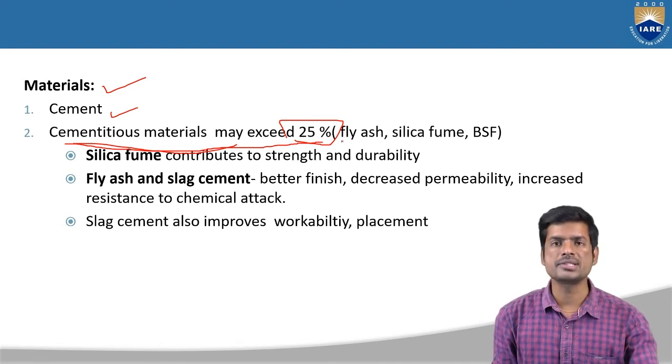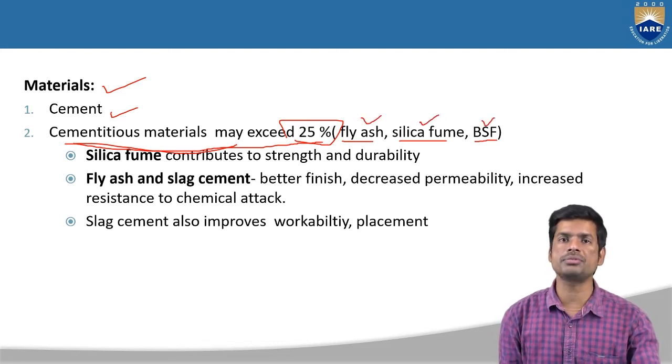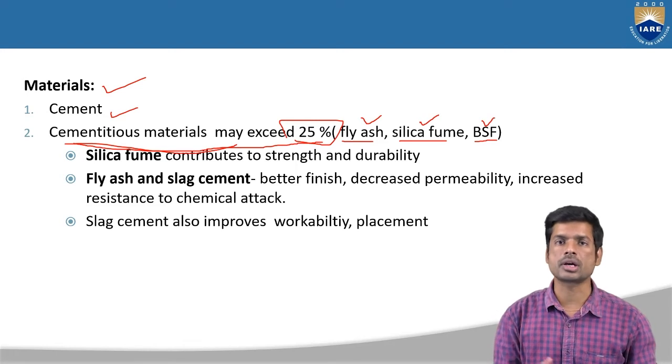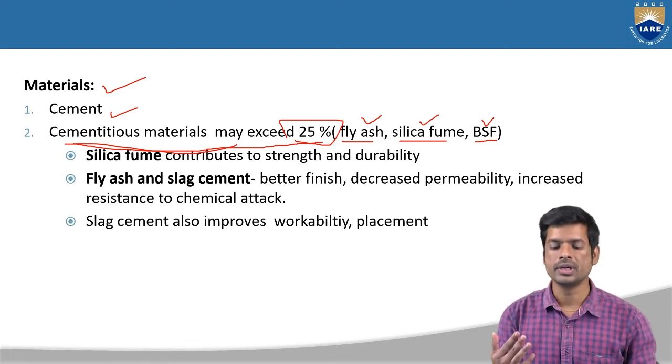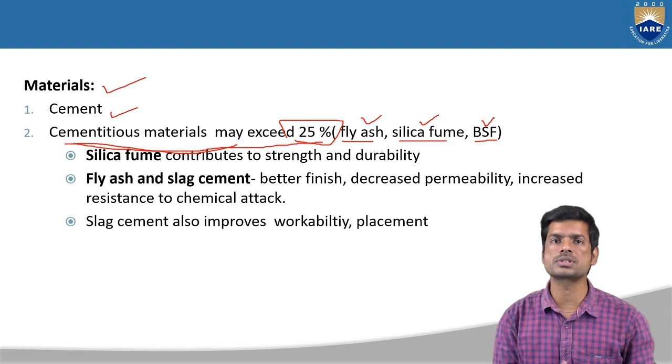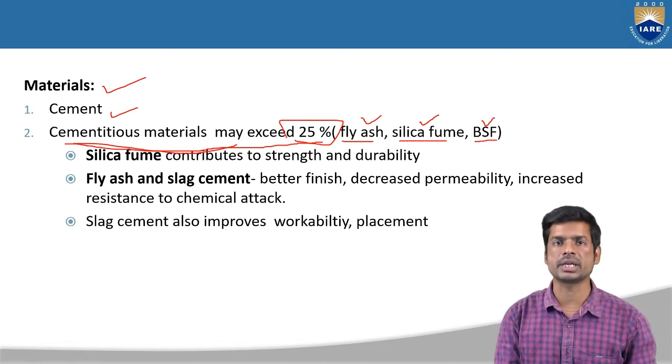So here, coming to the examples of cementitious materials: fly ash is one of the examples, and silica fume and blast furnace slag. These three are cementitious materials. That means these have the properties of cement, the same as cement, because the composition of cement and this fly ash and silica fume is almost the same. The proportions may change, but the chemical composition is the same.